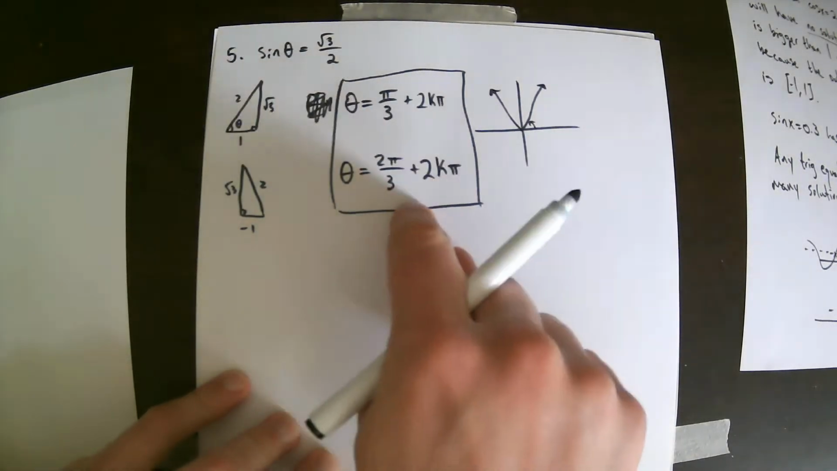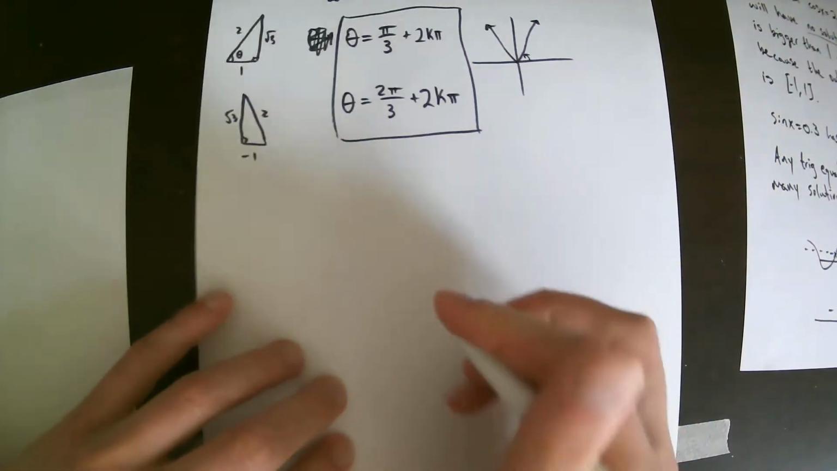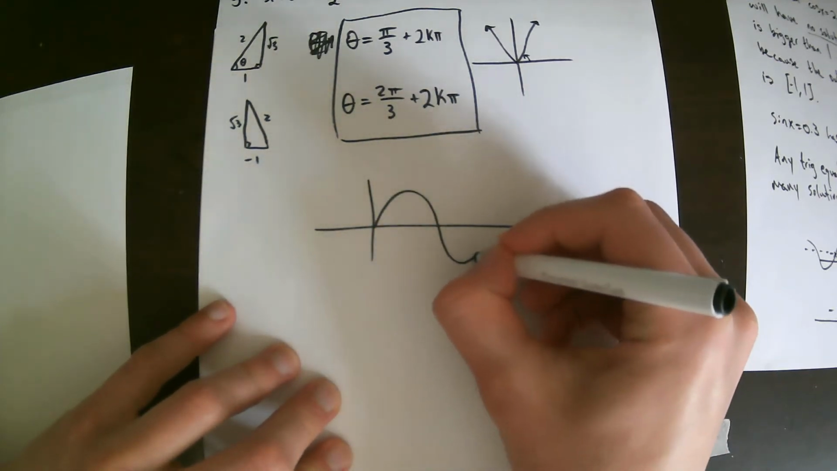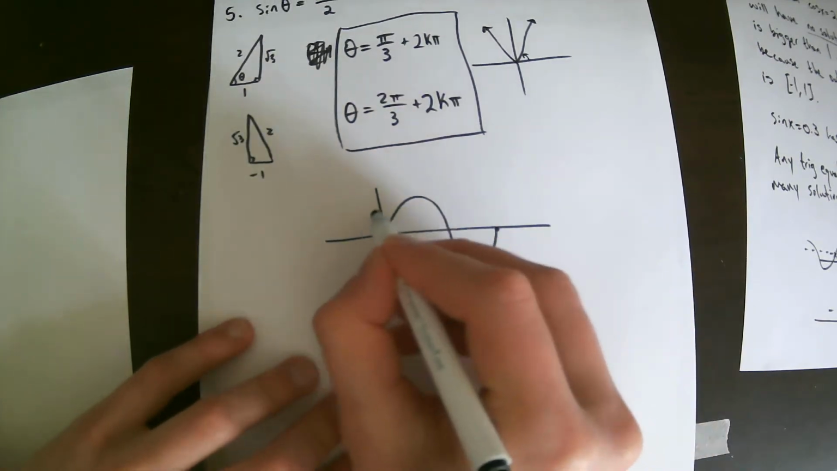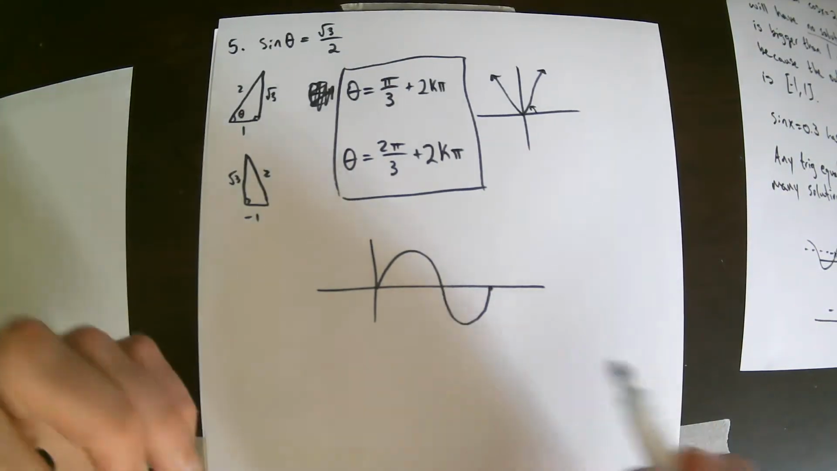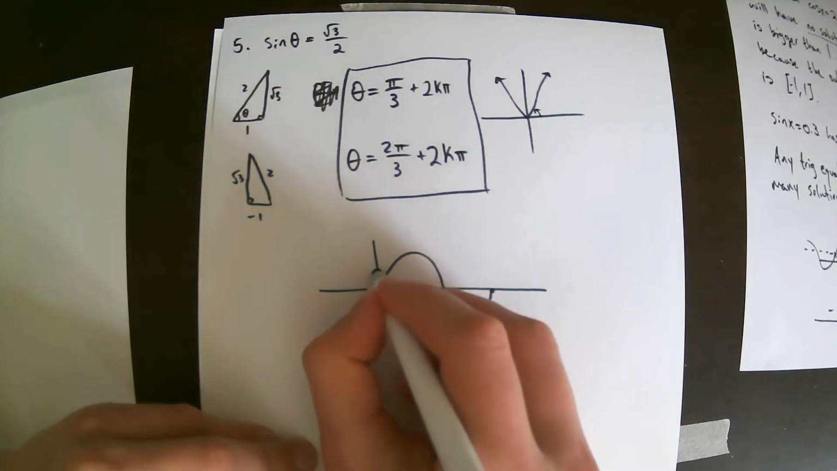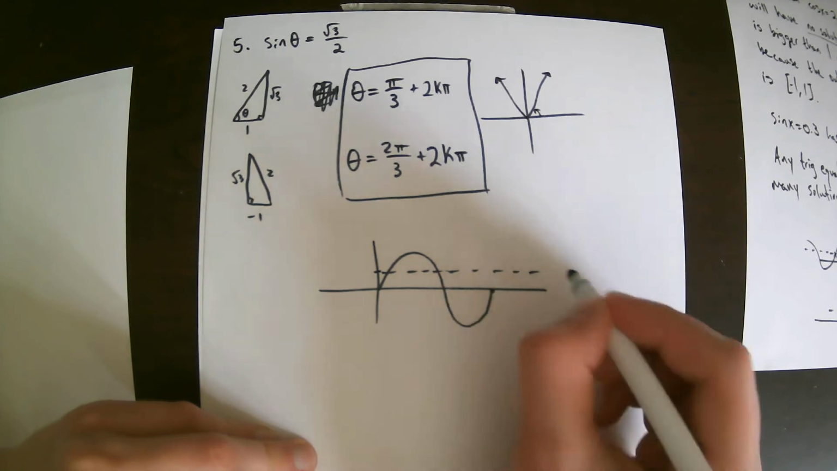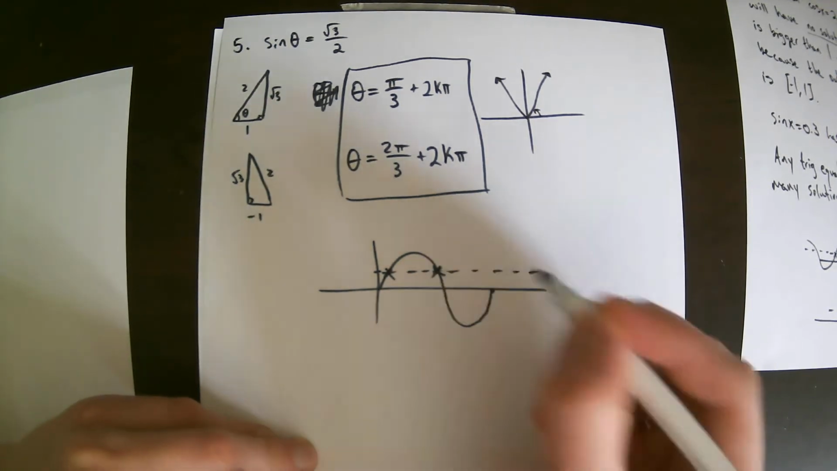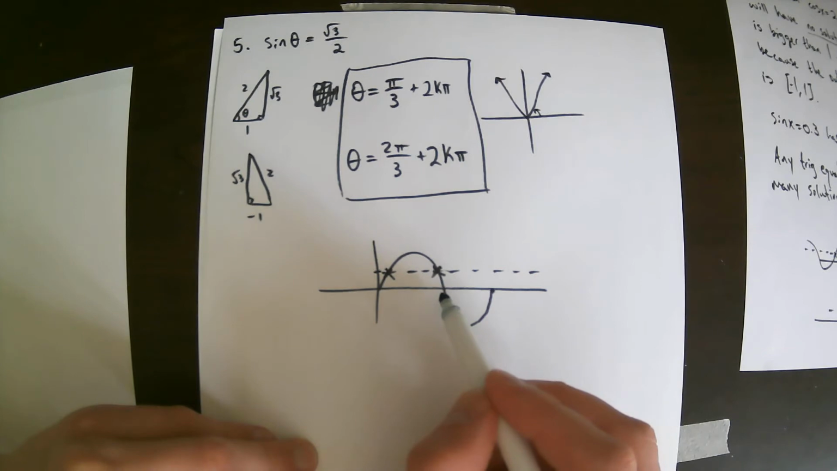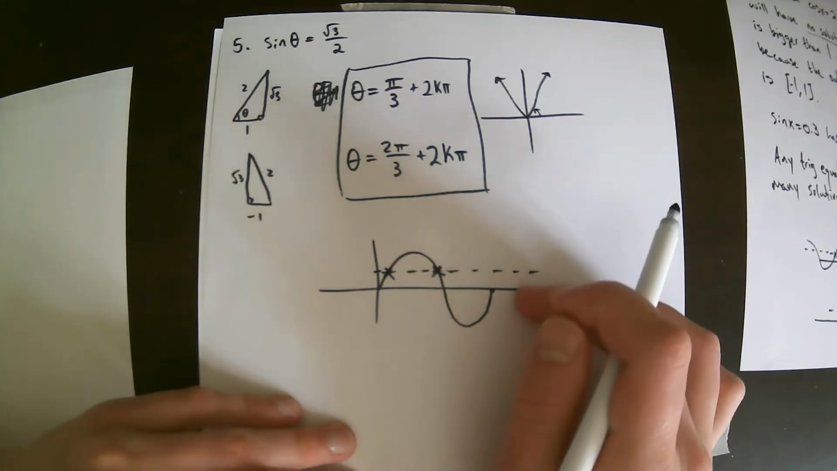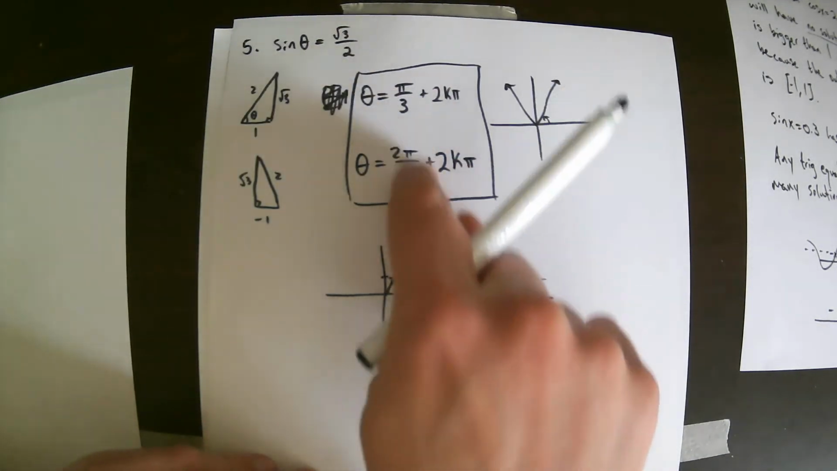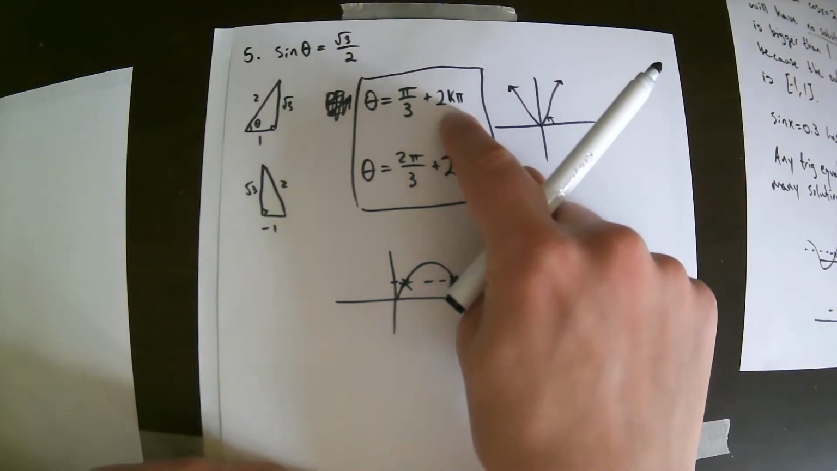And why are there two? Well, because if you look at the sine graph, one period of the sine graph, and I'm drawing some line at square root of 3 over 2, which is less than 1, let's just say it's around here somewhere. It's going to hit twice in every period, here and here, in every cycle. Okay, so there are two base angles, and then every rotation of those base angles.